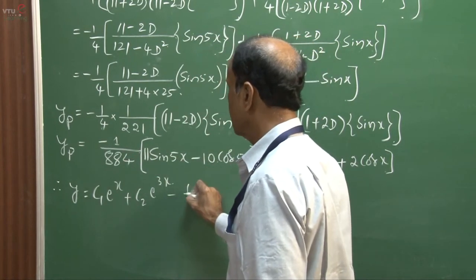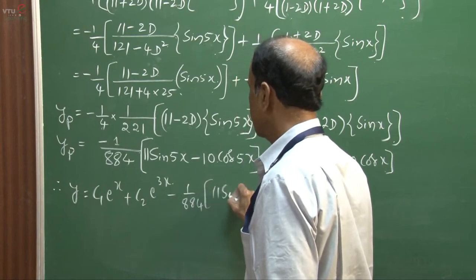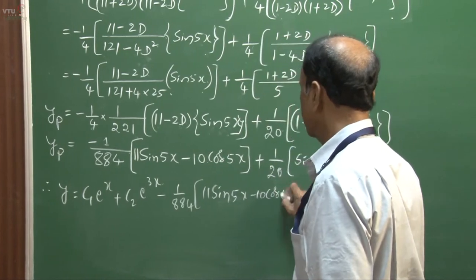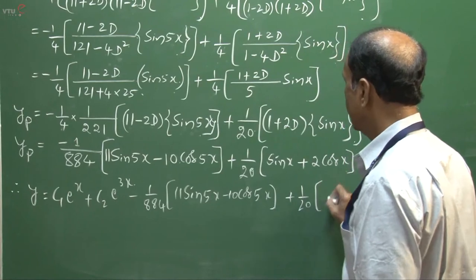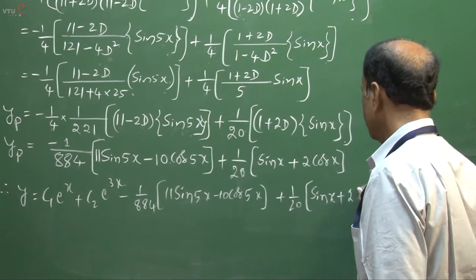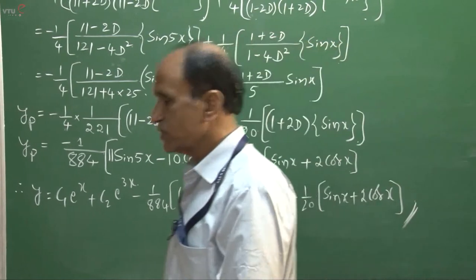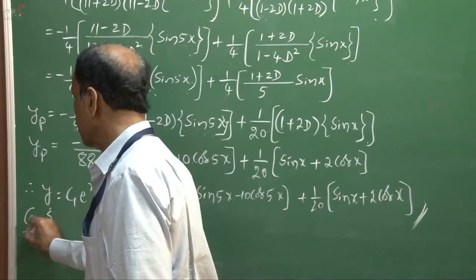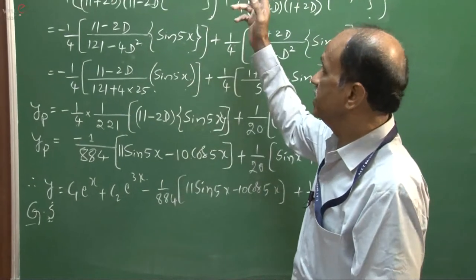That means minus 1 divided by 884 [11 sin 5x minus 10 cos 5x] plus 1 by 20 multiplied by sin x plus 2 times cos x. This is the final answer. You will call it the general solution.